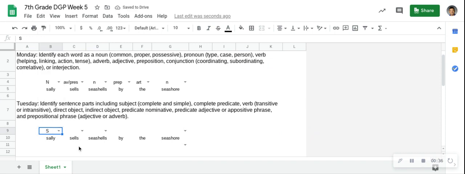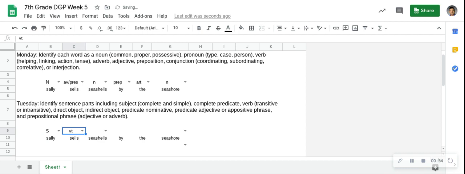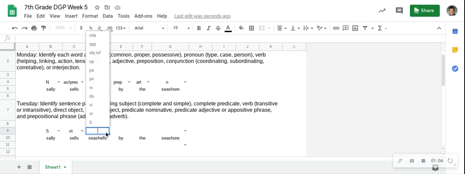All right. So, what is our verb then? Okay, it sells. Is it VI or VT? VT because there's a what? Because there's a direct object. Anytime you have a direct object, it's going to be VT. Okay. Looking at our direct object, what is it that Sally sells? Yep, so that becomes our direct object. You see how that works?